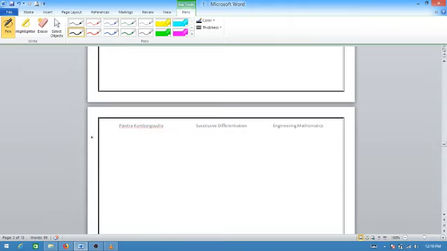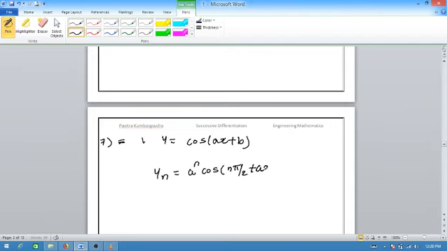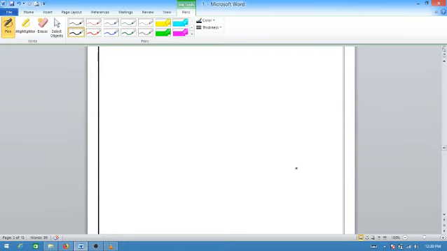So the seventh one is the nth derivative if y is equal to cos ax plus b, the same line. So yn is equal to a raised to n cos n pi by 2 plus ax plus b. So this is the nth derivative for the cos function. Cos and sine are almost similar. So now move on to the next one.